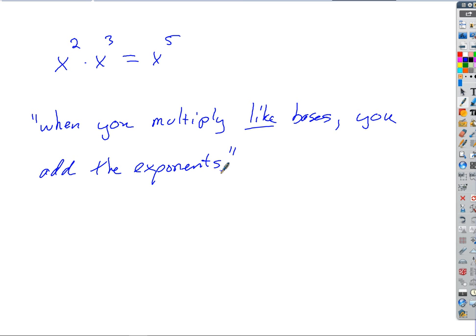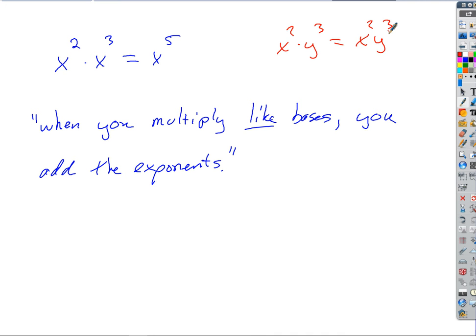In this case, I've got x squared times x cubed. Why are those like bases? They're both x's, right? If the bases are the same thing. If the bases aren't the same thing, we can't do this. Like if I had x squared times y cubed, what's my simplest answer? x squared y cubed. That's it. There's nothing I can do with that because they're not like bases.